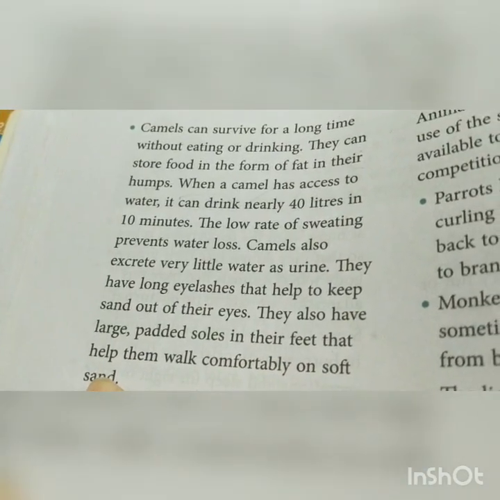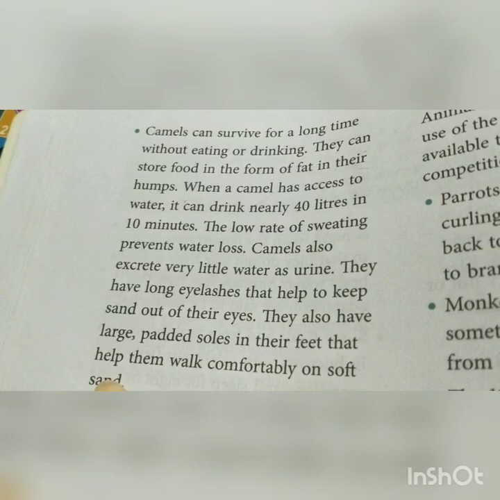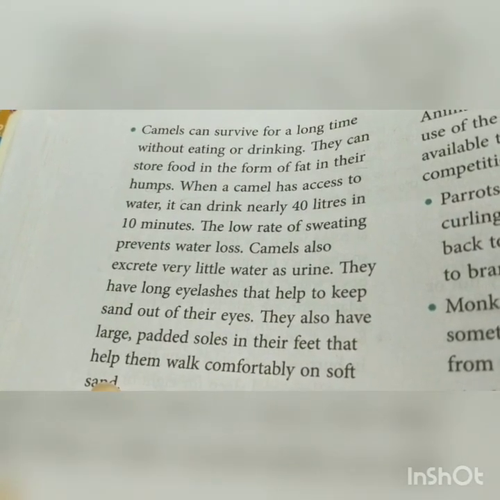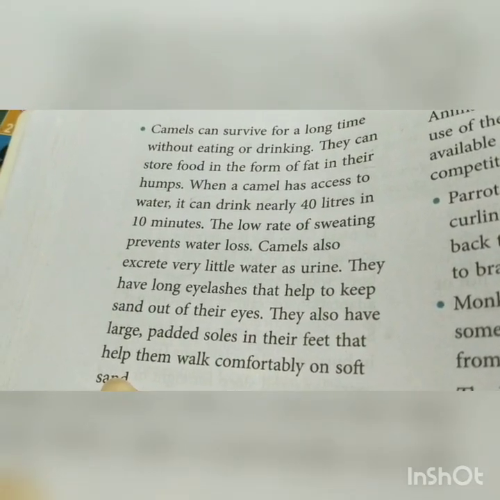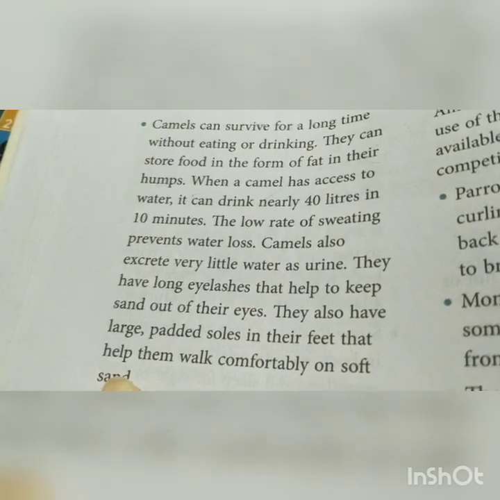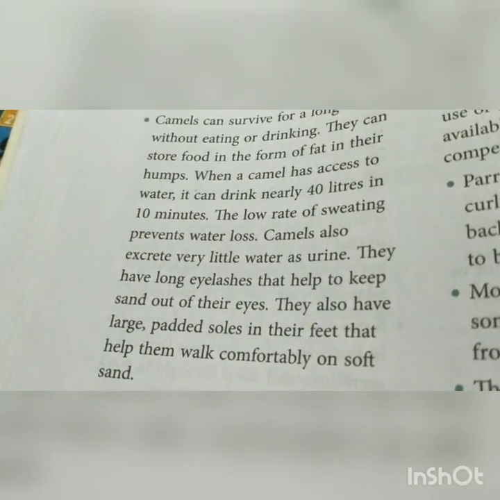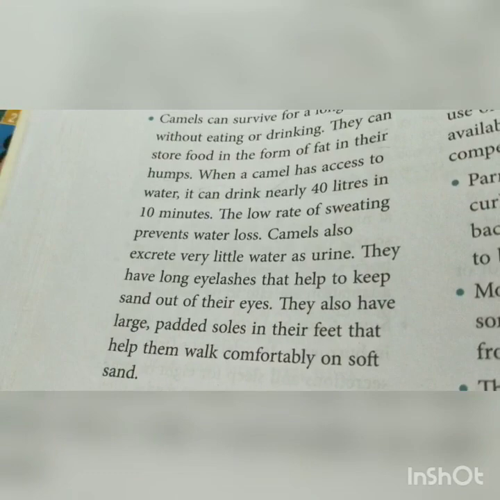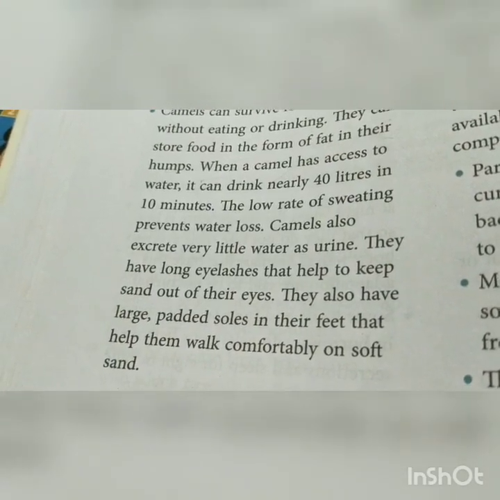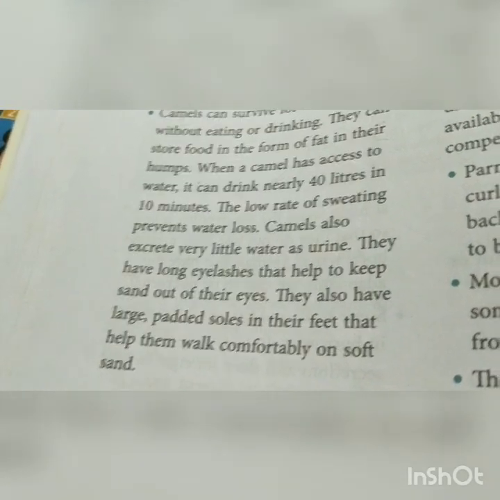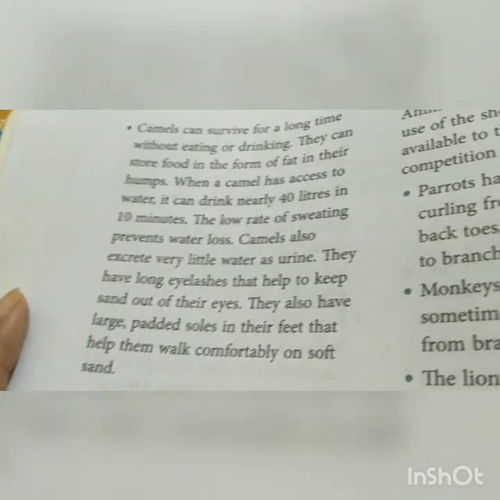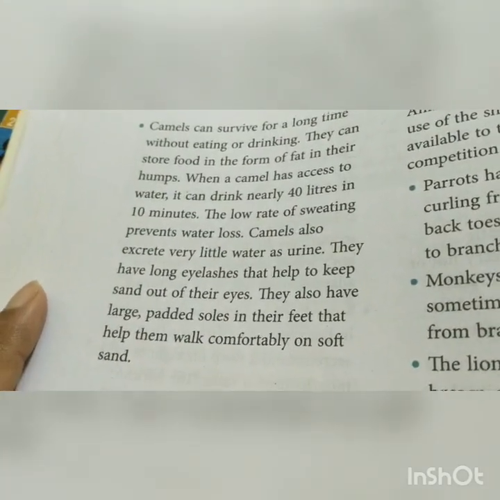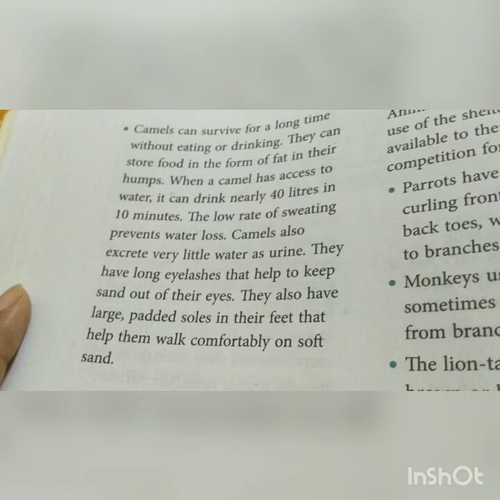So the camel survives a very long time without eating or drinking water. They can store food in the form of fat in their humps. The hump is the back of a camel, which rises up a little at the top, and that is called the hump. So they can store fat in the form of a hump on their body.